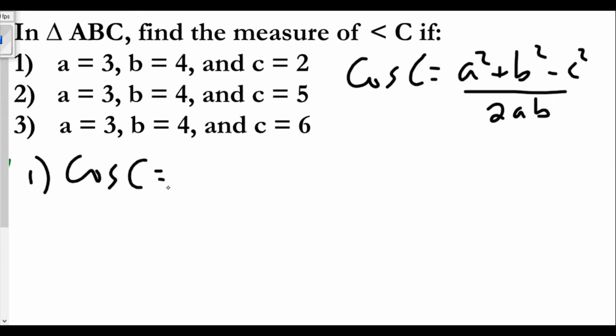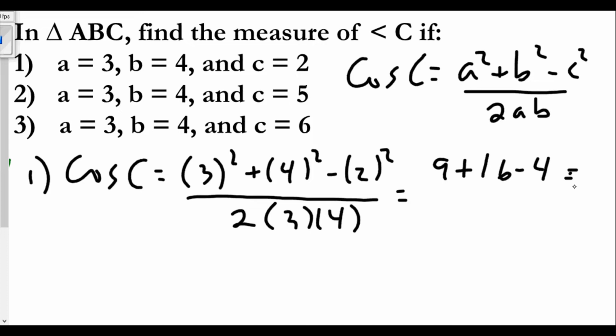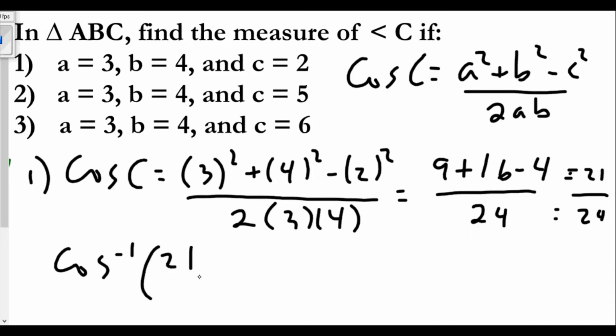And so for number 1, cosine of C is equal to 3 squared plus 4 squared minus 2 squared over 2 times 3 times 4. Well, that's equal to 9 plus 16 minus 4. That's 25. 25 minus 4 is 21. And here we have 2 times 3 times 4, that's going to be 24. So we're going to find cosine inverse of 21 over 24.